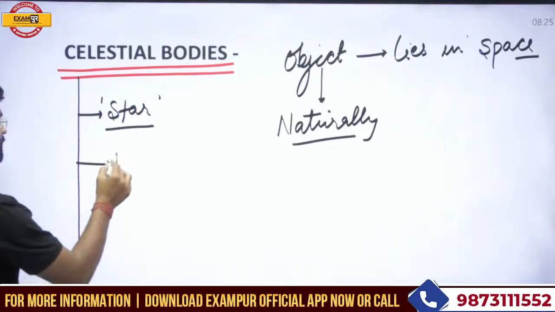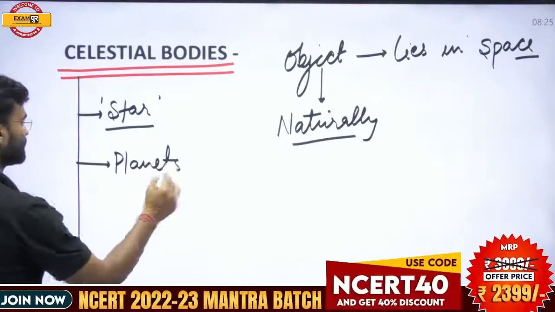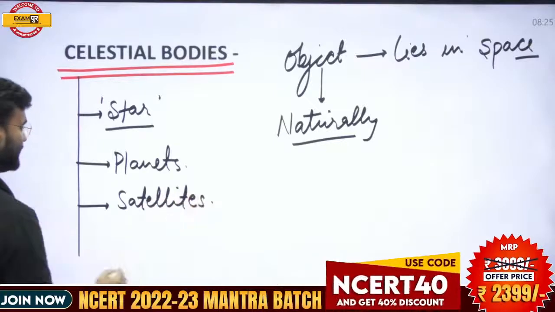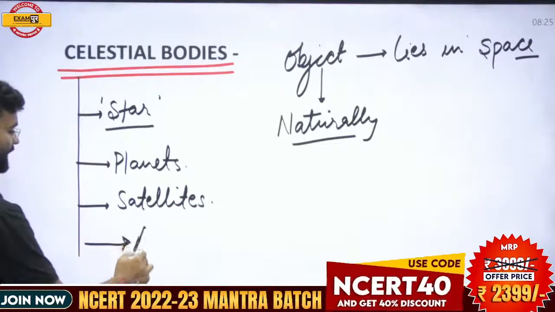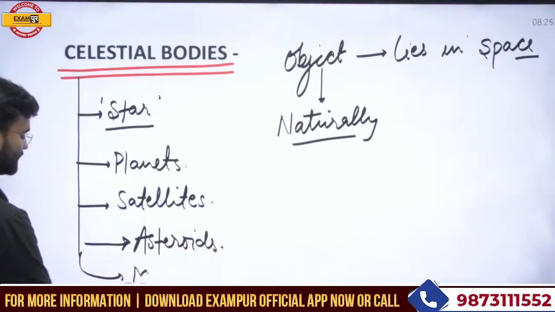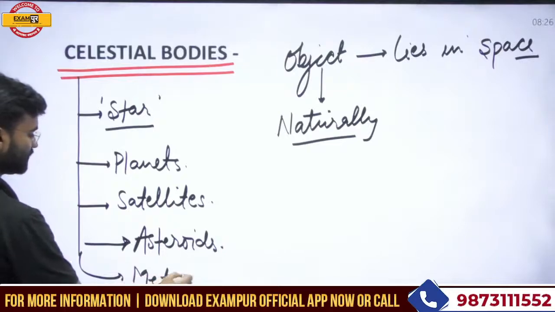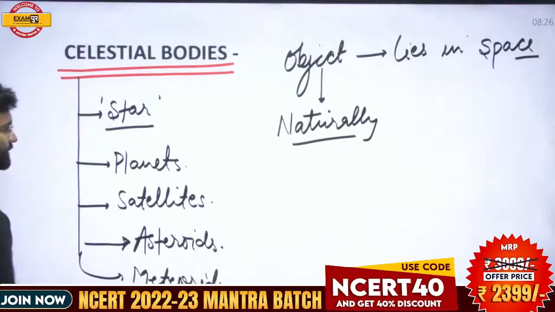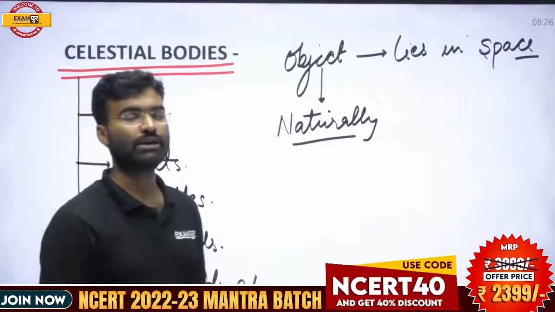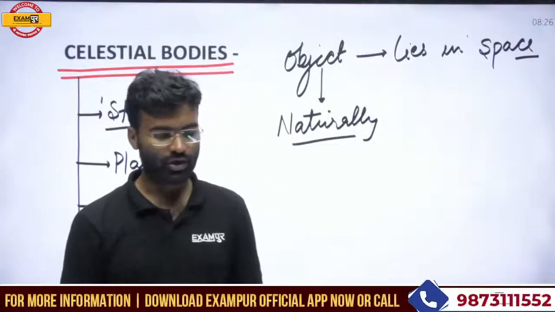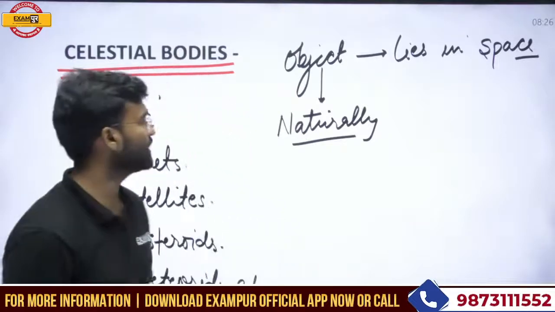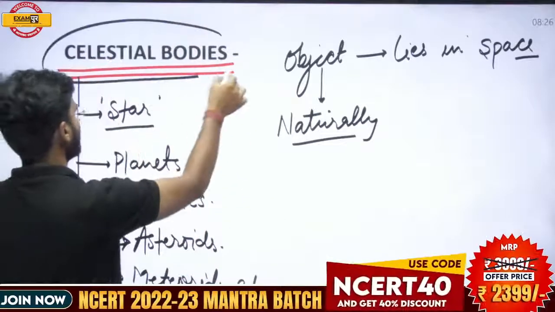Star, planets, satellites, asteroids, meteoroids, etc. All the things that are located in space are called celestial objects, or celestial bodies.